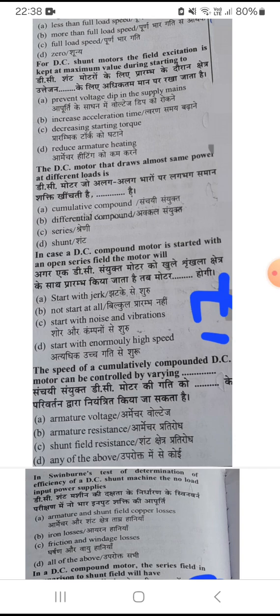If a DC compound motor is started with an open series field, the motor will, option B, not start at all. The speed of a cumulatively compound DC motor can be controlled by varying armature voltage, armature resistance, and shunt field resistance. Any of the above. Option D is the right answer.